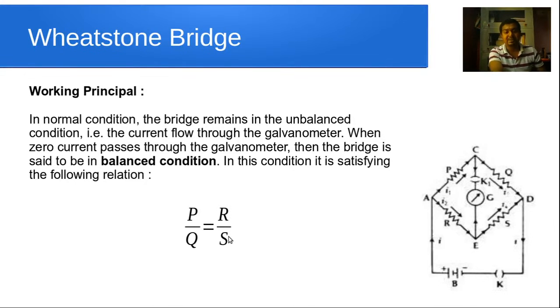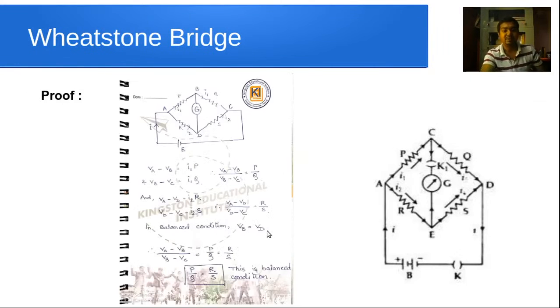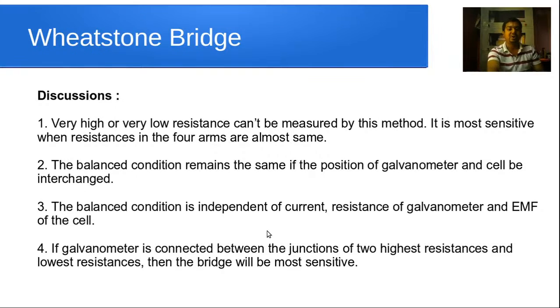It only depends on P, Q, R, S. So the balance condition is independent of the current flow in the circuit, independent of the battery we are using, independent of the type of galvanometer we are using. It depends only on P, Q, R, S. Only the four resistances matter and all other things are independent for the balance condition.